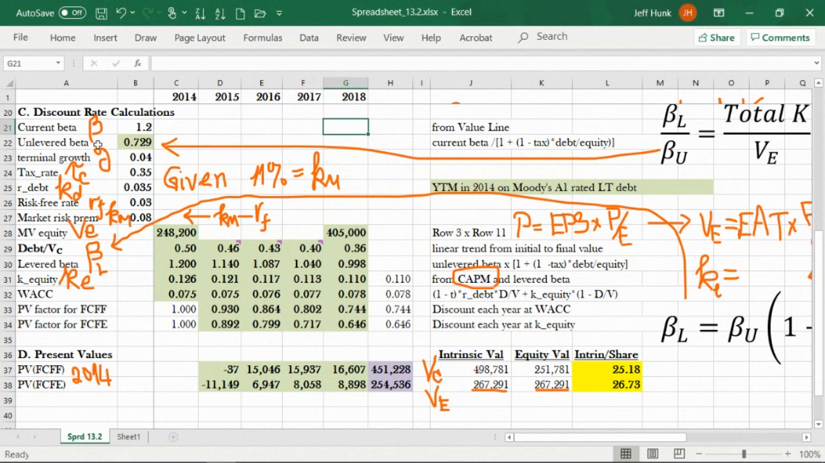So this is actually, it says current beta. This is actually current levered beta, right? This is current levered beta.